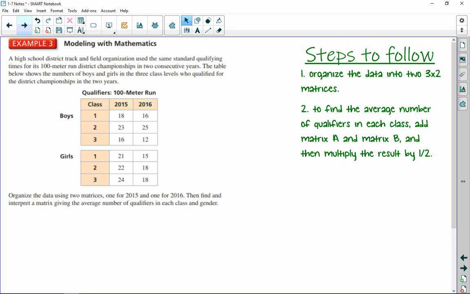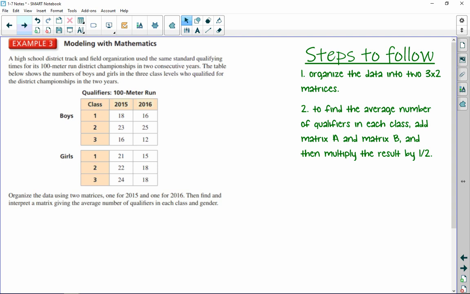Alright, example 3. Okay, you got a high school district track and field organization used the same standard qualifying times for its 100-meter run district championship in 2 consecutive years. Table below shows the number of boys and girls in 3 class levels who qualified for the district championship in 2 years. Okay, we want to organize the data using 2 matrices, one for 2015 and one for 2016. Then find and interpret a matrix giving the average number of qualifiers in each class of its gender.